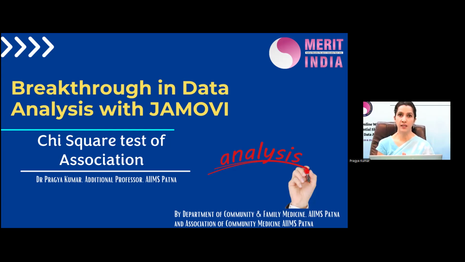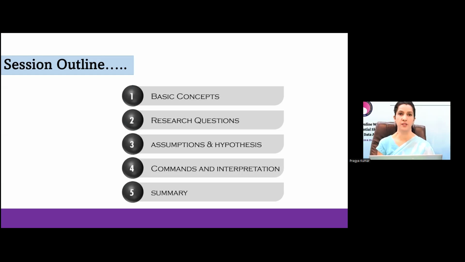So chi-square test. Today we'll see the association between the categorical variables. Categorical variable means nominal and ordinal variable. So if the nature of the two variables is categorical, then you perform the chi-square test of association. And we'll see what this chi-square test of association is. We'll start this session with some basic concepts: what are the various research questions for which we need this chi-square test of association?